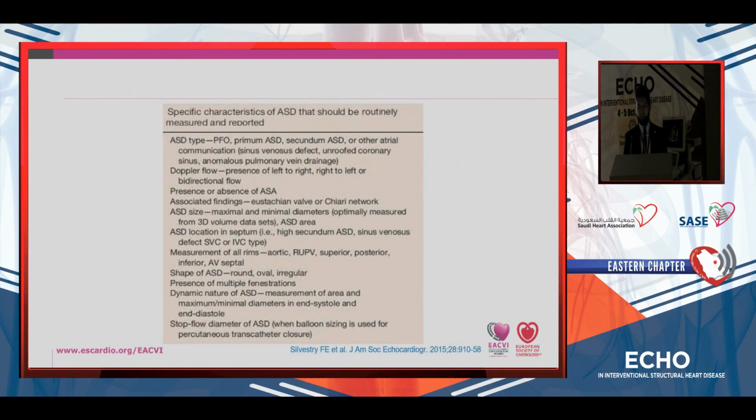The guidelines are really recommending the use of 3D echocardiography to assess the shape and size and dimensions, because as you saw from the previous image, it is really dynamic. It is not fixed. So 2D can give you one frame here at the biggest, the other frame will be at the narrowest, but with 3D you can freeze at the biggest frame and measure the dimensions and all the rims.